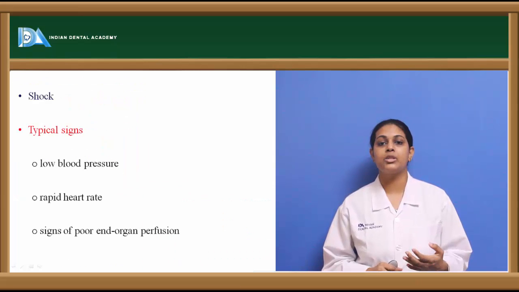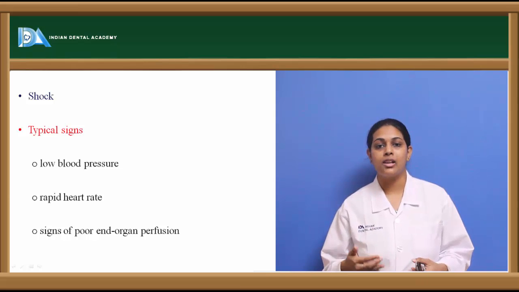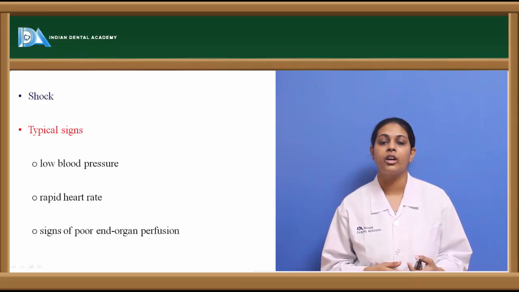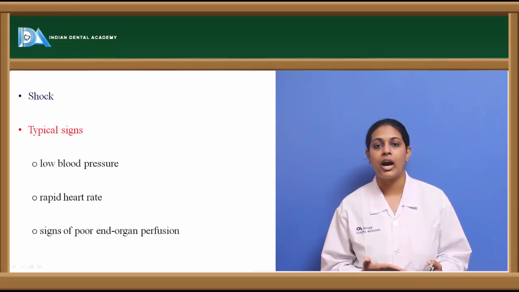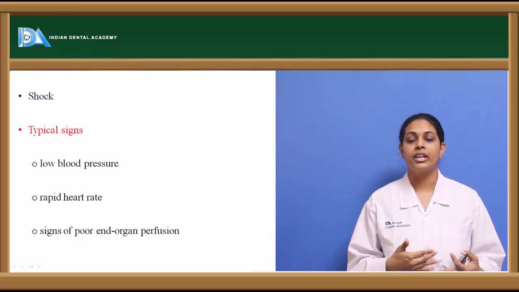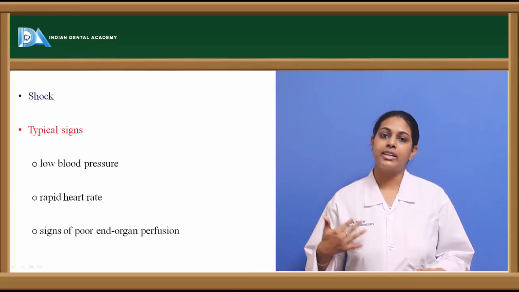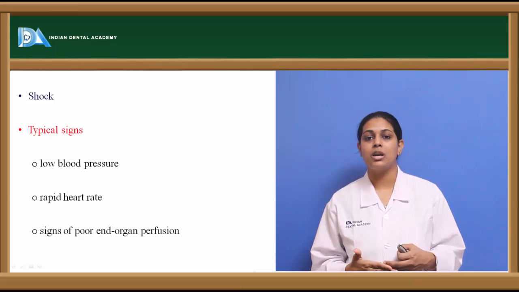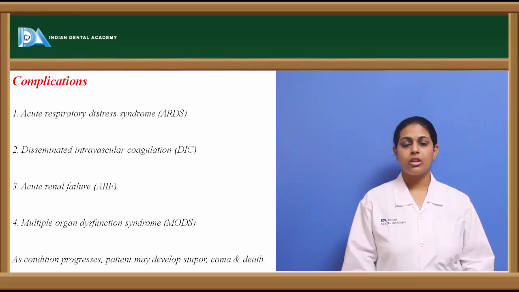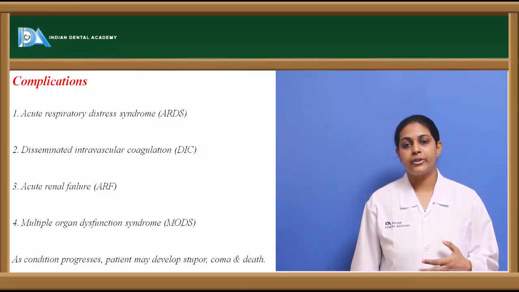So coming to the typical signs we see in shock, the patient might firstly show hypotension, which is nothing but decreased blood pressure. Other than that, we also see a rapid heart rate because of compensatory circulating blood flow. The heart shows a compensation for this decrease in circulation and results in increased heart rate. We also see signs of poor organ perfusion. Since there's a decrease in the blood being carried, there's also decreased oxygen being carried, which might result in hypoperfusion of a particular organ.